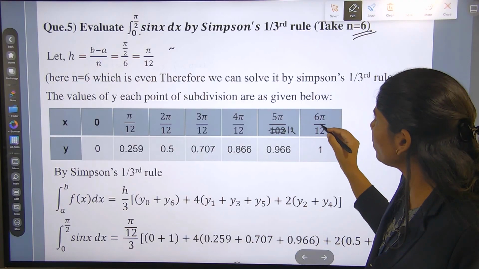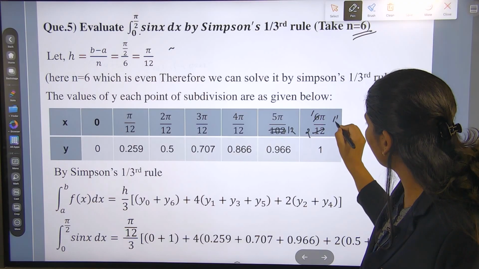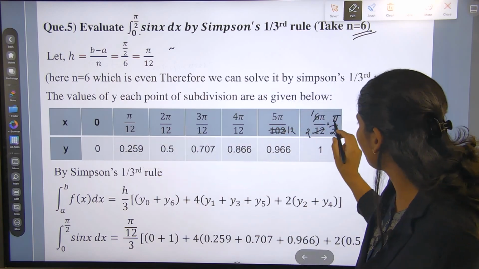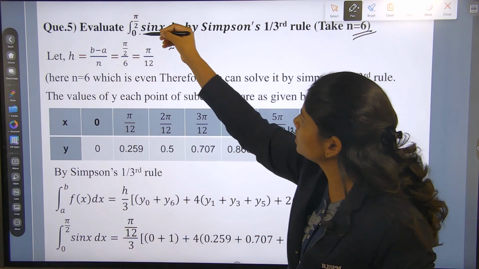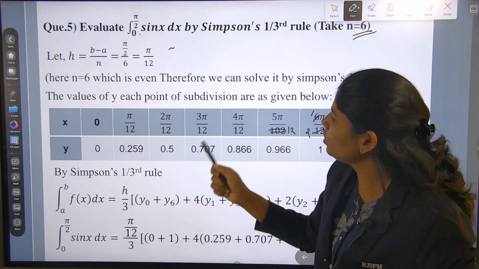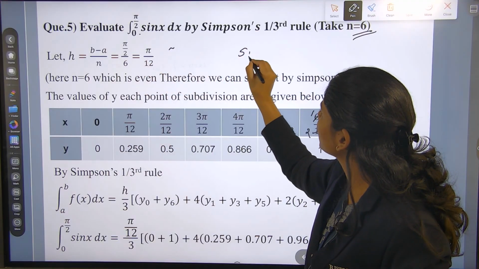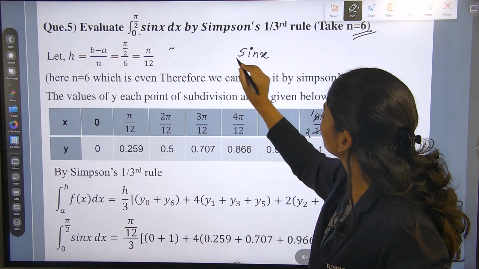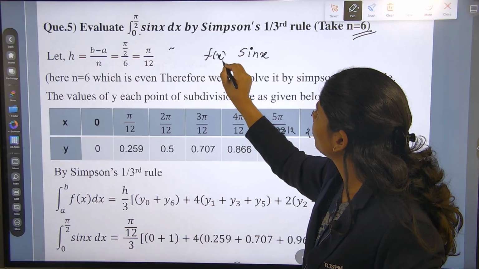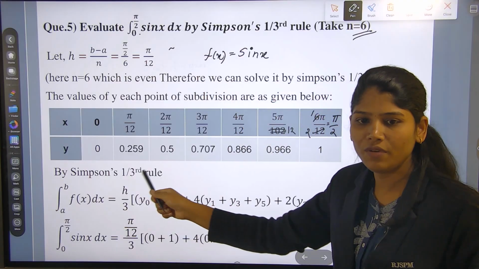So 6π/12 means what? 6 1 is 6, 6 2 is 12. So we get here π/2. So आपने 0 से start किया, π/2 end किया. 0 to π/2 दिखना चाहिए इधर भी. Okay. So put each value of x in that function. Function is sin of x. x की value यहाँ पे put करो. We get the values of y.